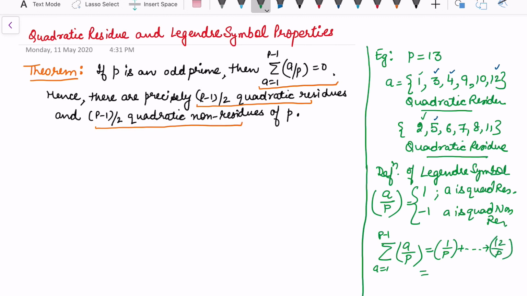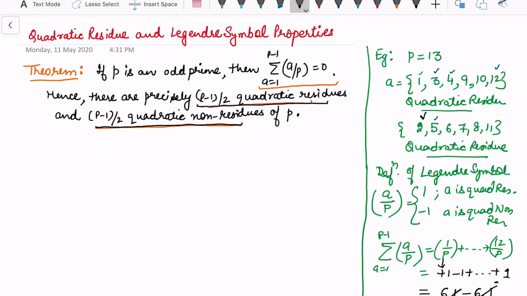And we know this value 1 by P, because 1 is a quadratic residue, is plus 1. The next value 2 by P, because 2 is a quadratic non-residue, is minus 1, and so on. So I will obviously get an equal number of plus 1s and minus 1s. So I will get 6 into plus 1 minus 6 into plus 1 and they will get cancelled out. This is equal to 0. And hence it says that there are (P minus 1) by 2 quadratic residues, so there are an equal number of quadratic residues and quadratic non-residues.